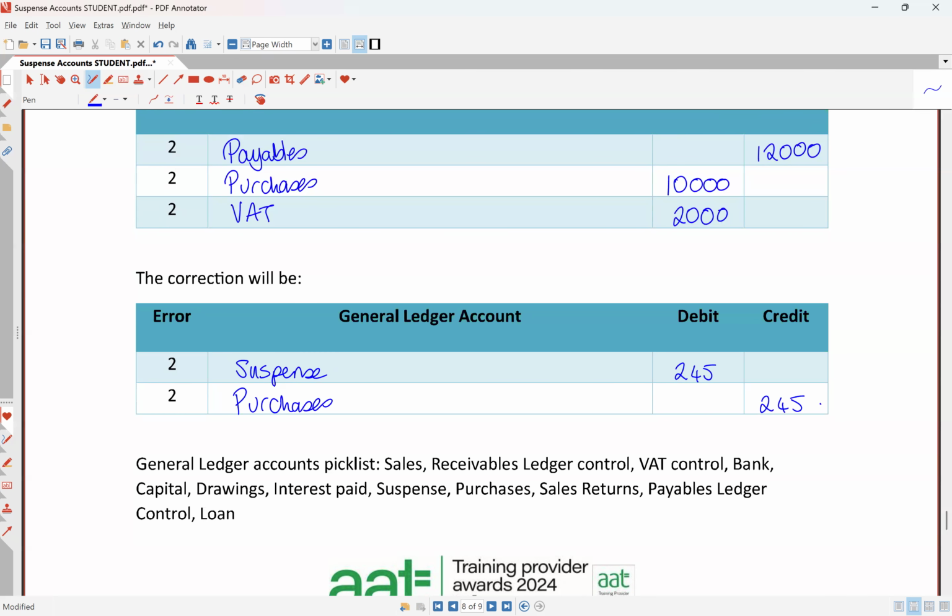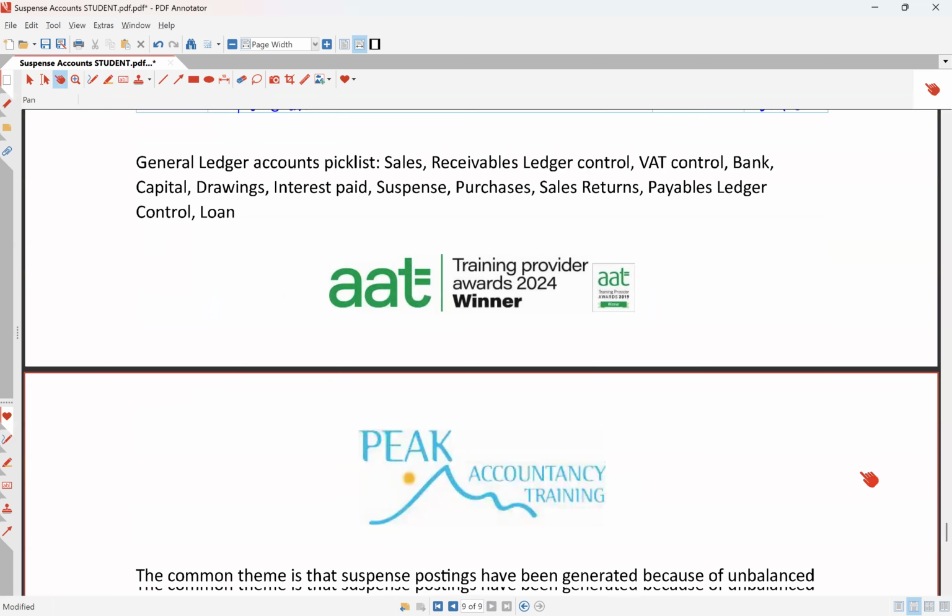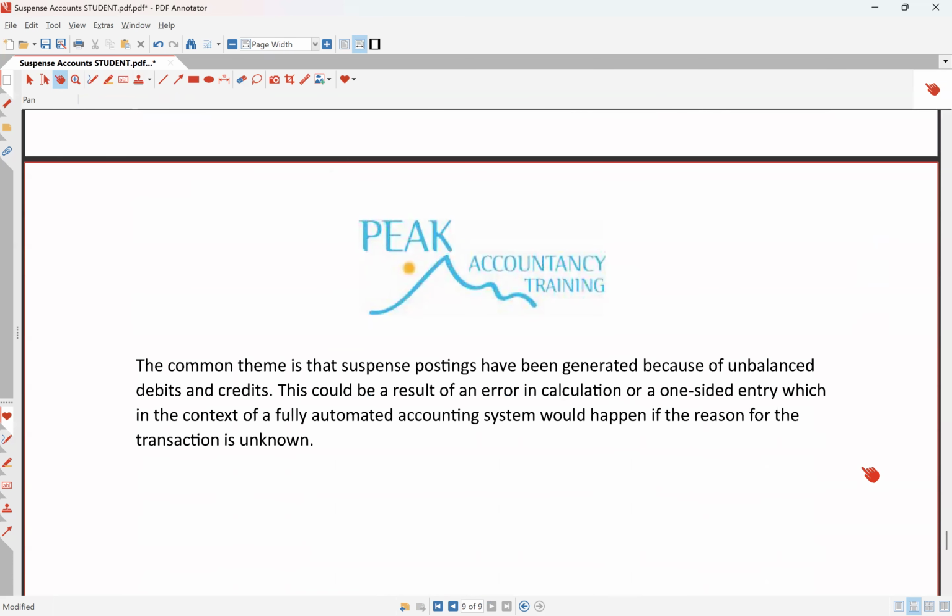Now, that's a whistle-stop tour of suspense accounts and errors for you. But the common theme we often see in exams is that they are unbalanced. So it could be an error in calculations, as I mentioned before. You could have balanced your account and made a mistake doing it. You might have done a one-sided entry. But when you are doing these in your exam, my top tip would be to read the question and read it carefully. They will give you the information you need to be able to correct it, but it will test your double entry.